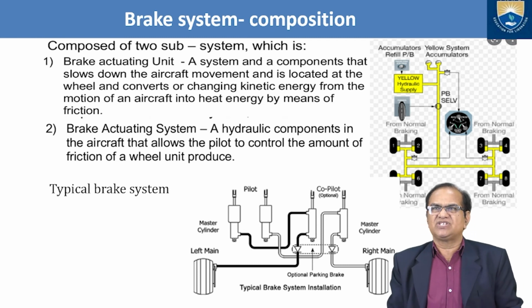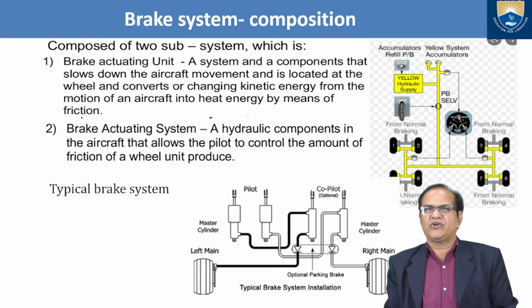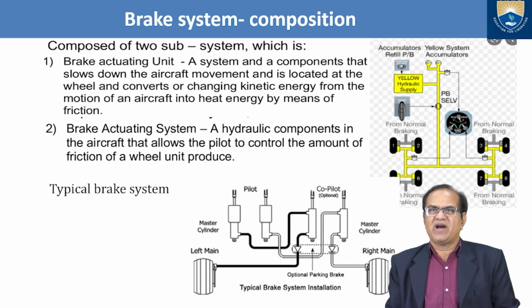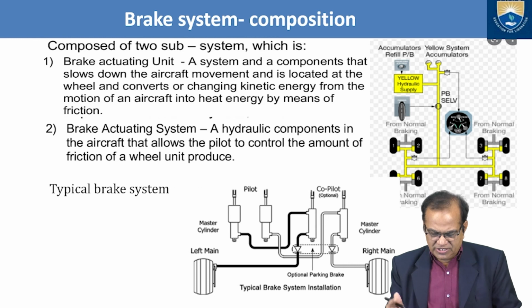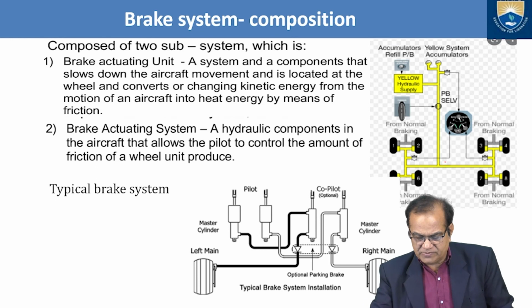The brake actuating unit is a component that slows down the aircraft movement and is located at the wheel, and converts or changes kinetic energy from the motion of the aircraft into heat energy by means of friction. The brake actuating system, a hydraulic component in the aircraft, allows the pilot to control the amount of friction a wheel unit produces. So here you can see the brake actuating unit, and here you have the pumps and the other systems, and these are applied in a typical brake system installation.